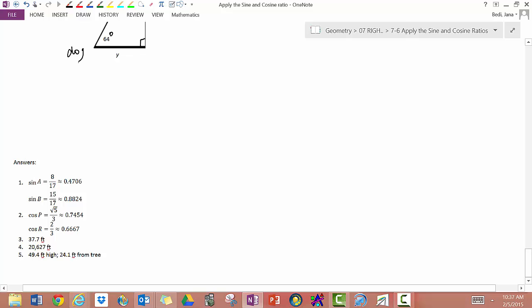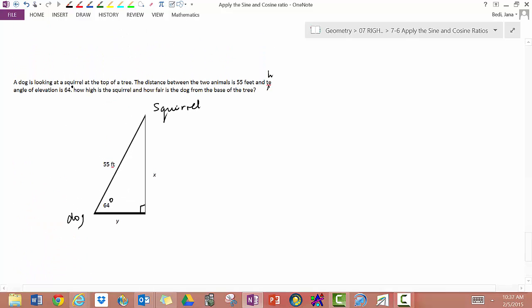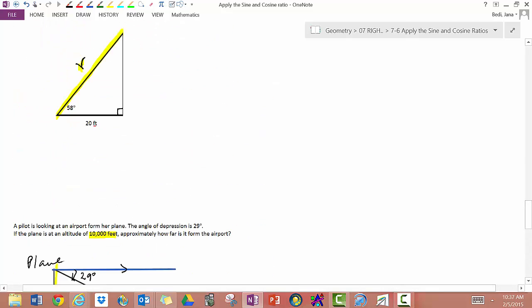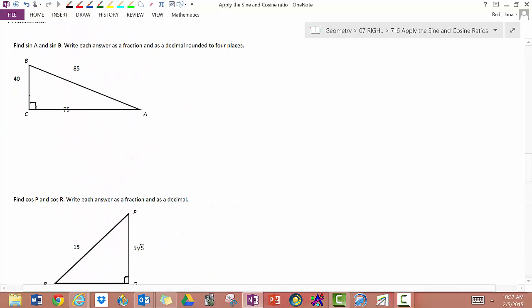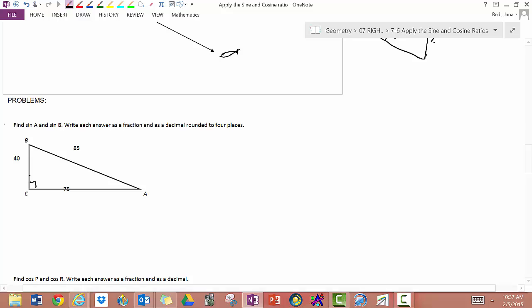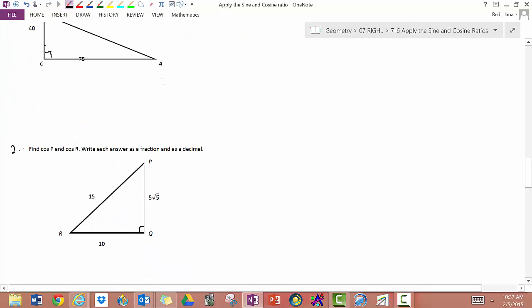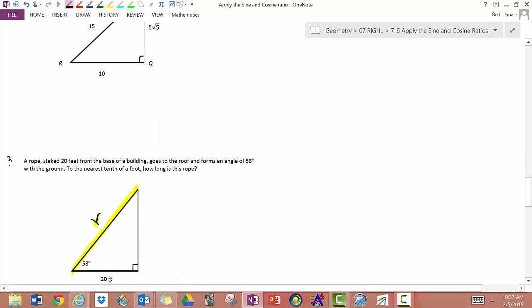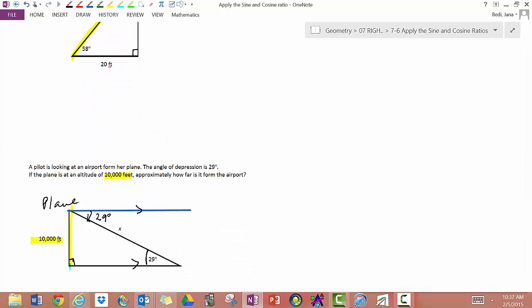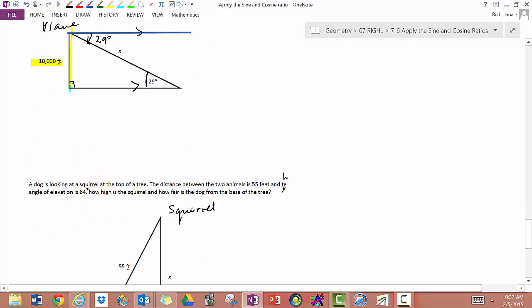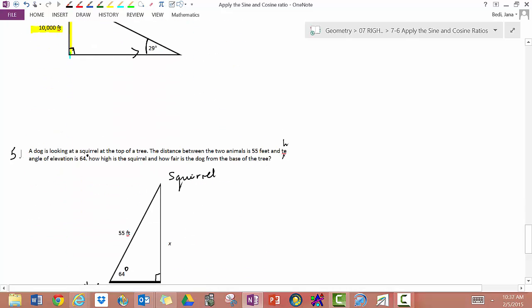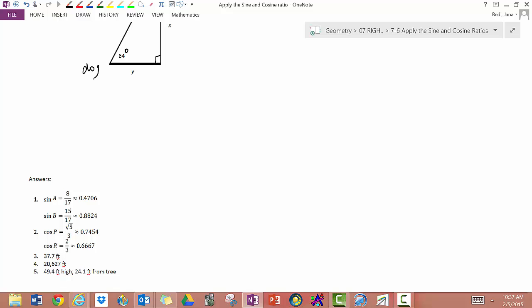Your answers are here, so go ahead and check them after you are finished. Let's just label the problem numbers. This would be 1, this is 2, 3, 4, and 5, and the answers here are 1, 2, 3, 4, 5. All right, good luck.